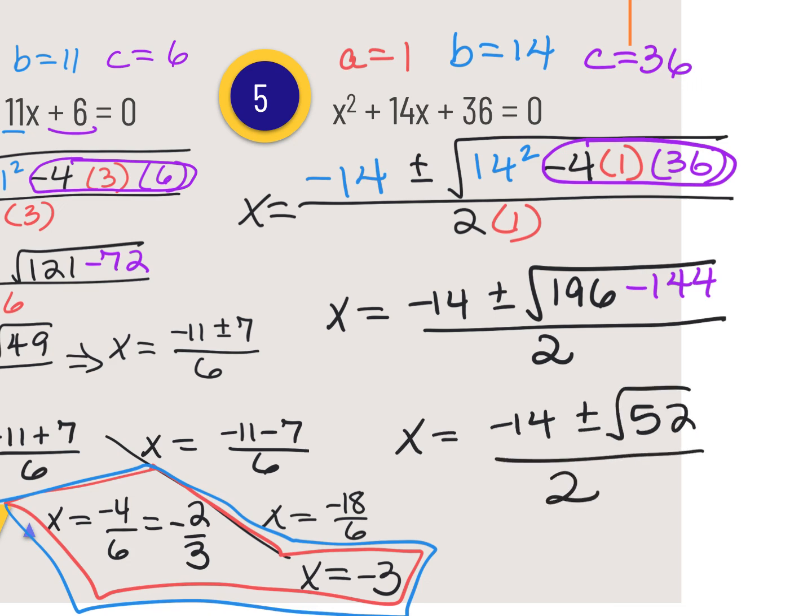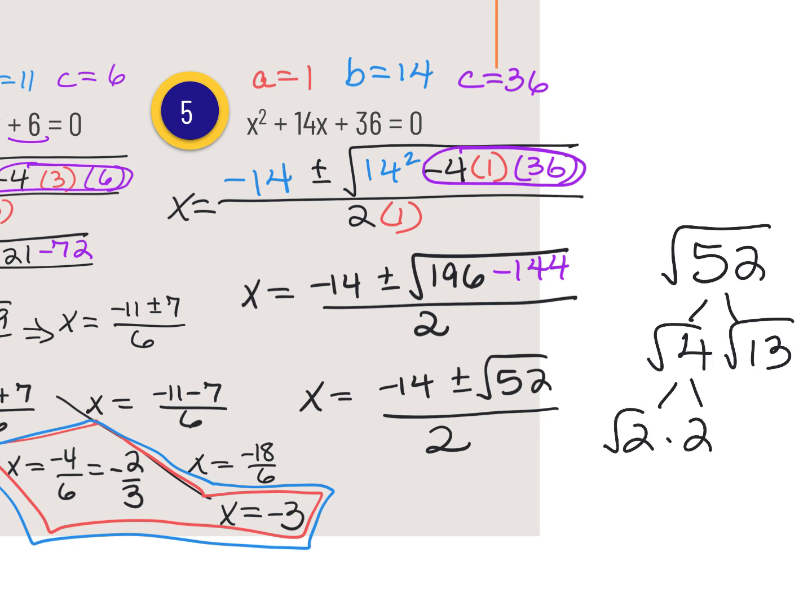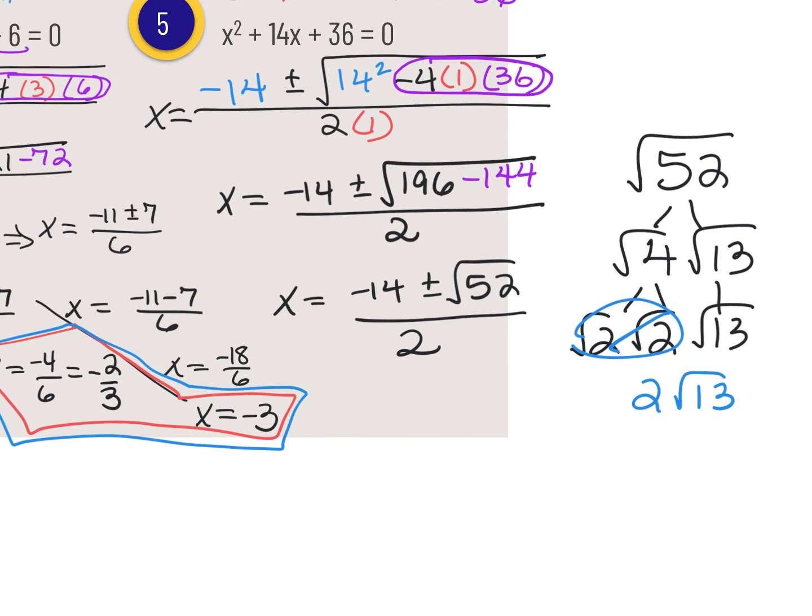52 is not a perfect square, but I can put it in simplest radical form. So let me do my factor tree. I know that 4 times 13 gives me 52. Break down the 4, 2 and 2. And then the 13. I've got a pair of 2's. Pull it out. So 2 square root 13 is 52 in simplest radical form. So now x is equal to, and again, do not simplify the 14 and the 2 until you break down the radical first.